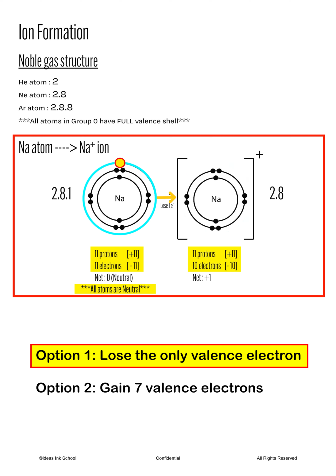When this happens, please take note that the number of protons remains unchanged during any ion formation. And now, with 1 less electron, there will be 1 more positively charged proton as compared to the number of negatively charged electrons. Sodium will no longer be a neutral atom and thereafter transform into a charged particle known as an ion. The sodium ion will have an overall charge of +1. This ion will have an electron arrangement of 2.8, and this is similar to that of the noble gas neon.